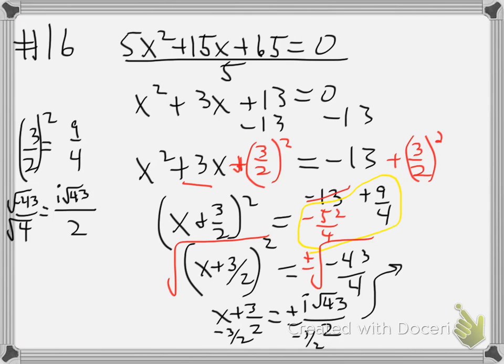I'm going to get my answer right here: x equals negative 3 over 2 plus or minus i root 43 over 2. There's my answer there. If you want to, you can put them, that's in standard form. If you want, you can put them all over 2, but I would just leave it like that, and there's your answer for number 16.